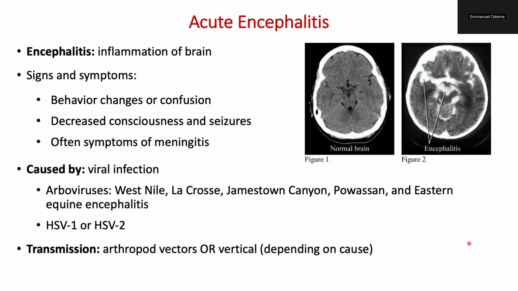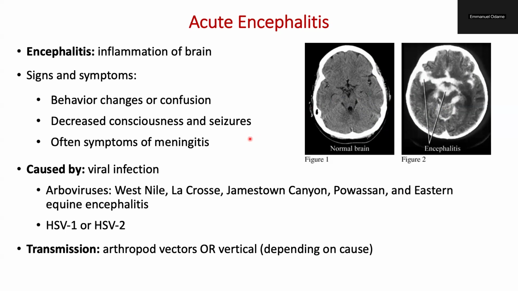So now let's talk about acute encephalitis, which is the inflammation of your brain. As you can see, this is how a normal brain looks, and when you have the disease, you have this inflammation, which we can clearly see over here, and your brain is too inflamed. Once you have an inflamed brain, your probability of dying is higher. So what are some of the signs and symptoms? You have behavior changes, confusion, decreased consciousness and often seizures.